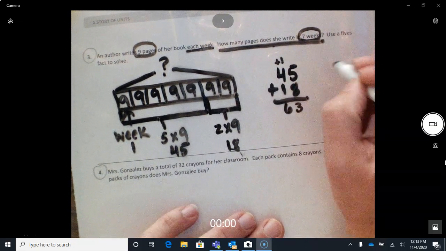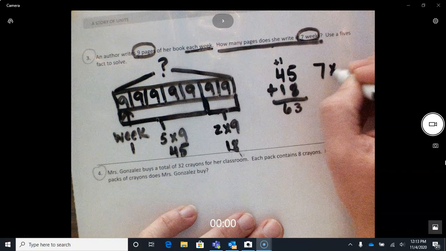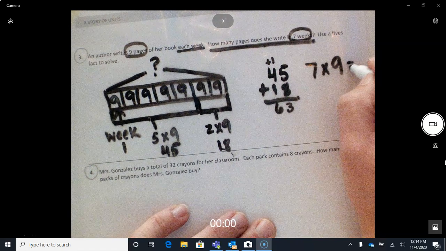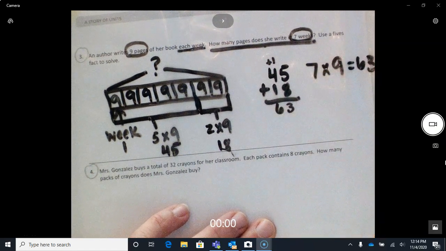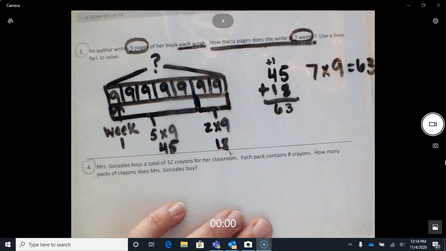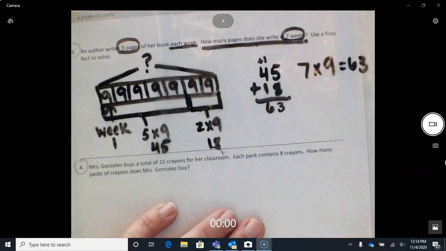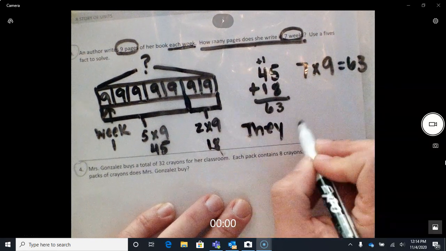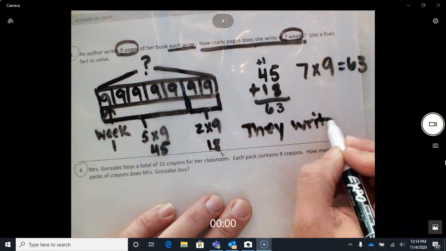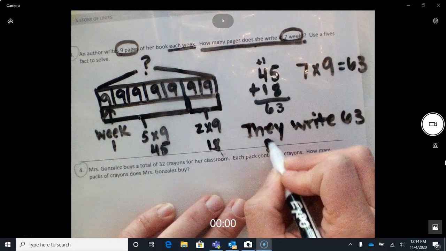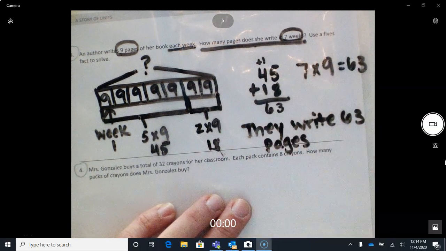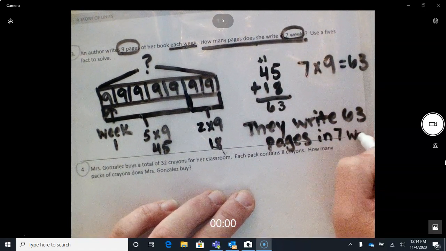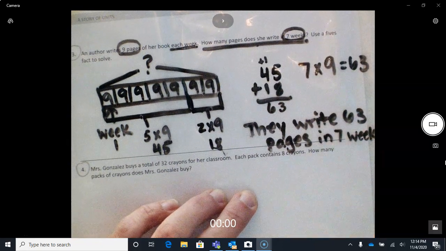So let's write the multiplication equation too. So again, we had 7 weeks times 9 pages of each week, and 7 times 9 is 63. And remember, we need to write a sentence to solve. So we could say, they write 63 pages in 7 weeks.